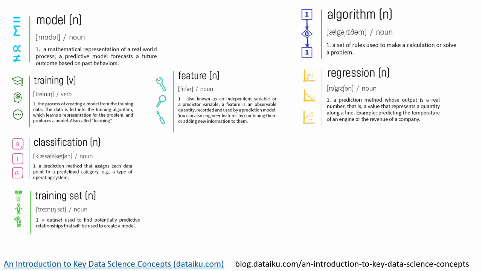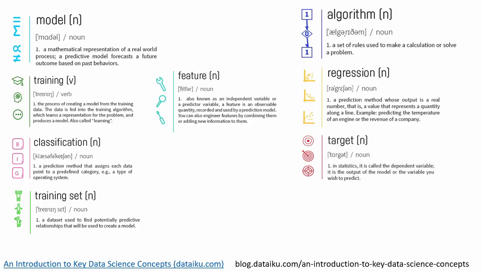That is, a value that represents a quantity along a line. Example, predicting the temperature of an engine or the revenue of the company. And we talked about predicting house prices already. What's a target? In statistics, it is called the dependent variable. It is the output of the model or the variable you wish to predict. Very important.